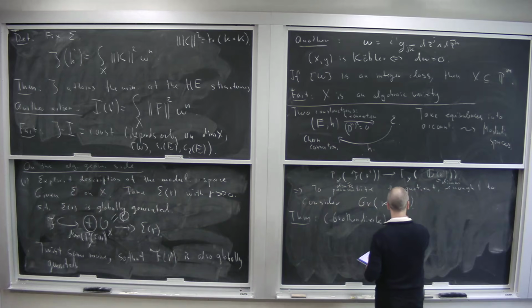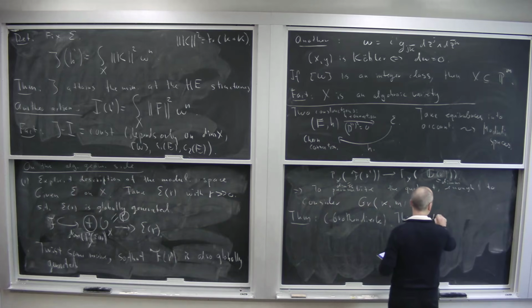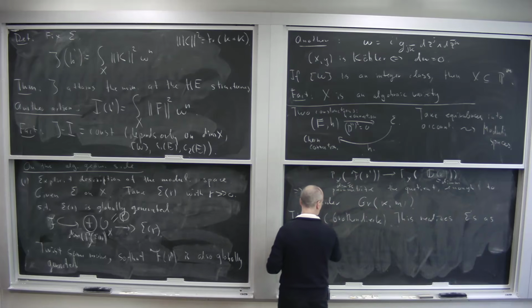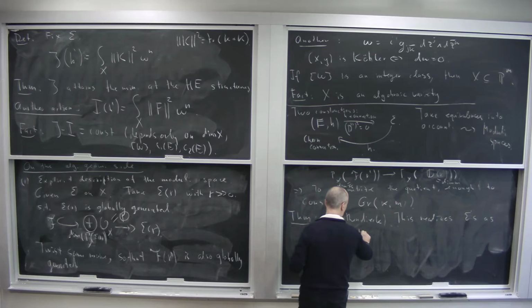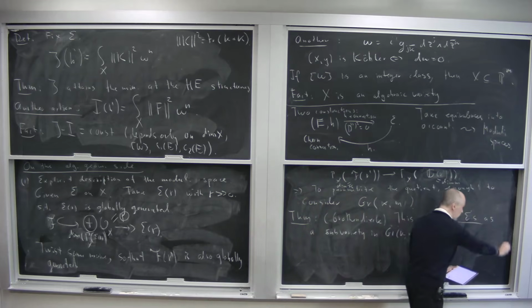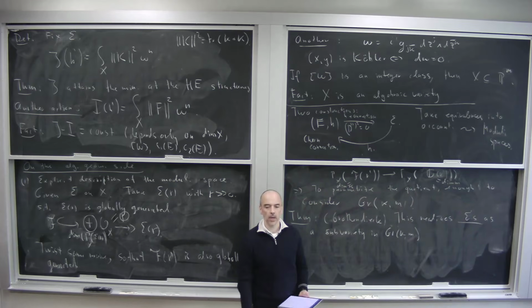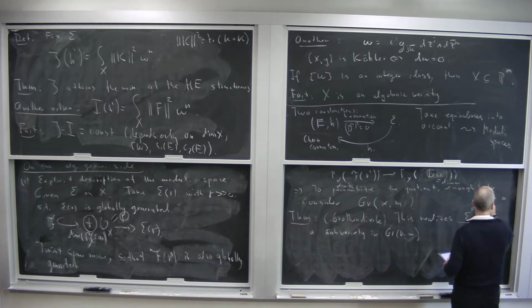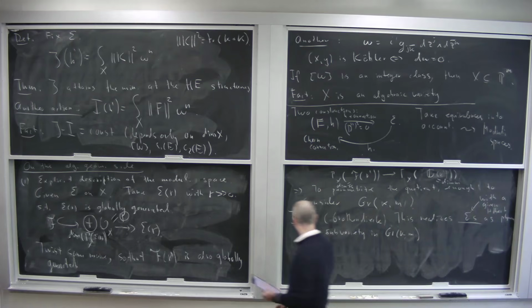So this realizes the Quot scheme as a subvariety, an algebraic subvariety in the Grassmannian Gr(K,M). And now the question is how many of those bundles? Well, all of them that matter, and that will be determined by those with a given Hilbert polynomial. All right.